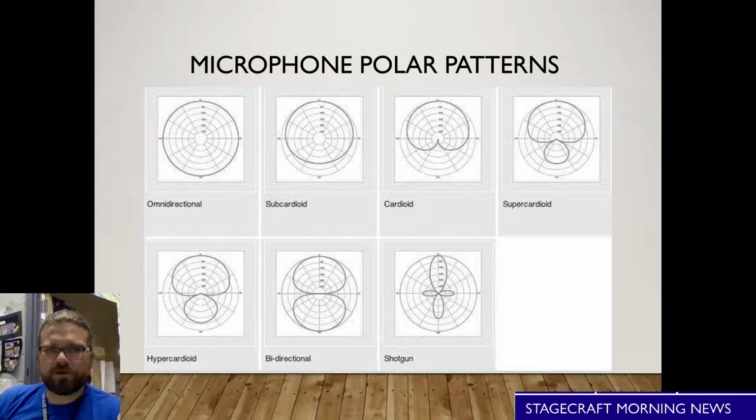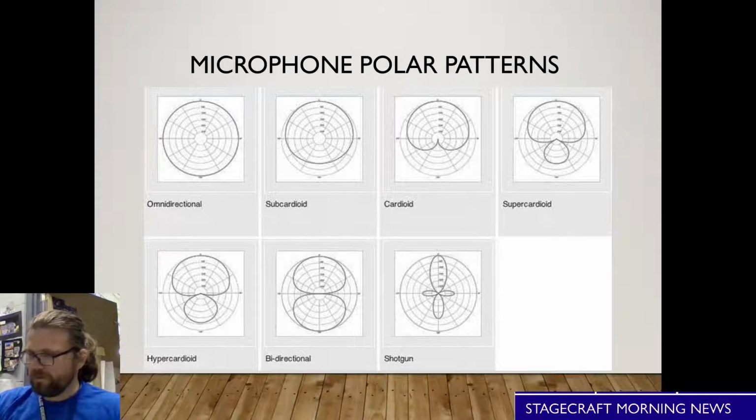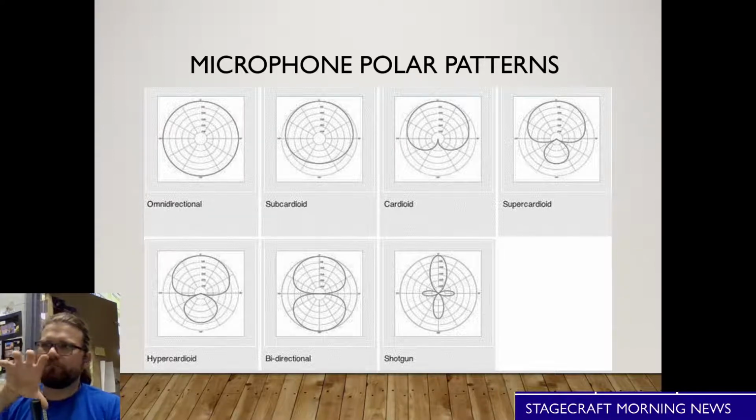Supercardioid, hypercardioid, and subcardioids are all kind of variations on the theme. You can see the super and the hyper kind of pick up a little bit from the back, but will reject anything from the sides. The bidirectional mic's a cool one, because instead of picking up from the top, it typically picks up from one side or the other. They are also called figure eight mics because the pattern kind of looks like a figure eight. They're cool because you can have multiple musicians kind of standing around it on either side of it, and it picks them up really well.